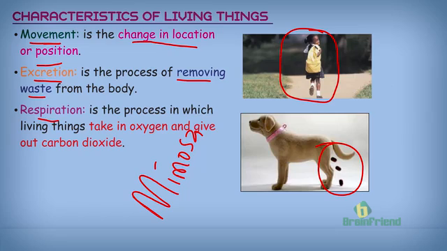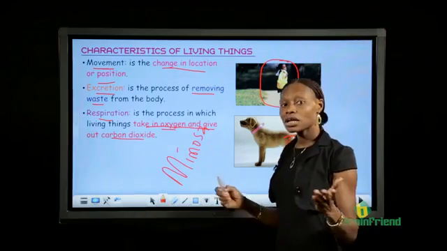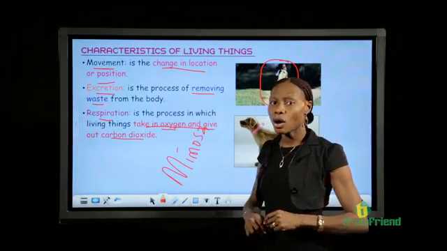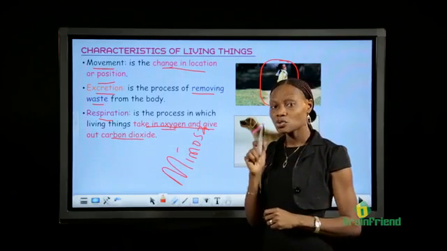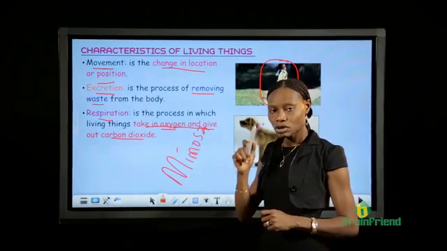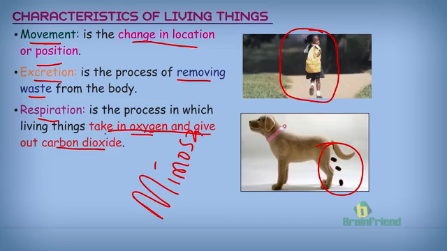Respiration, one more characteristic of living things. Respiration is the process in which living things take in oxygen and give out carbon dioxide. You would wonder, do all living things respire? Yes, all living things respire because we need this oxygen to give us life. Plants take in oxygen and give out carbon dioxide. You wonder, but I've learned that plants take in carbon dioxide and give off oxygen. True, but that is in the process of photosynthesis.